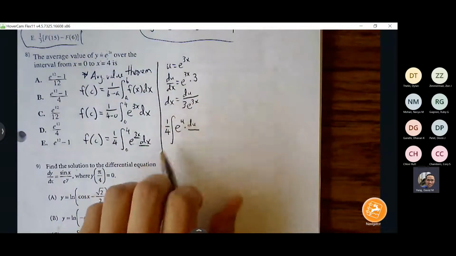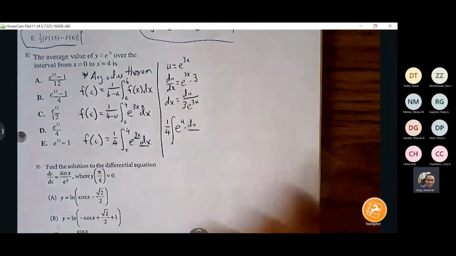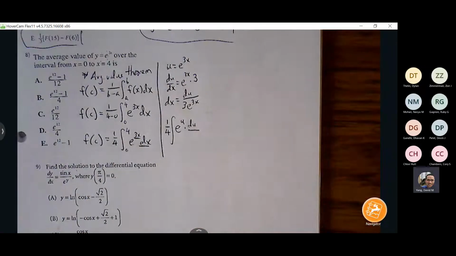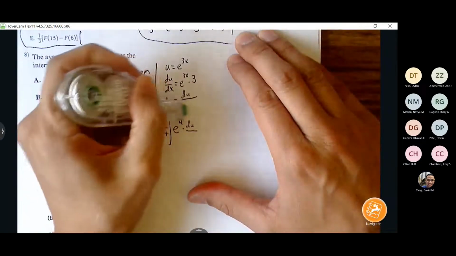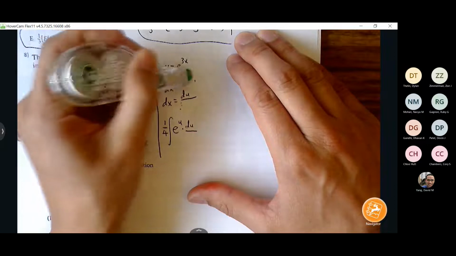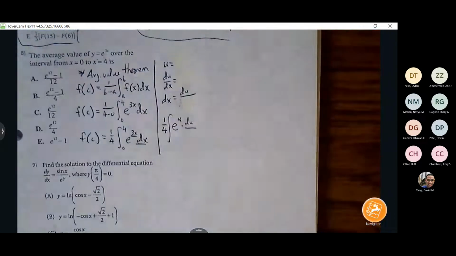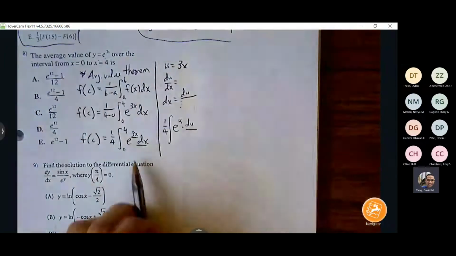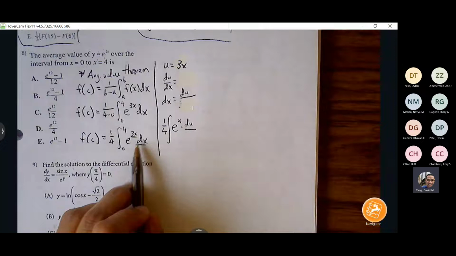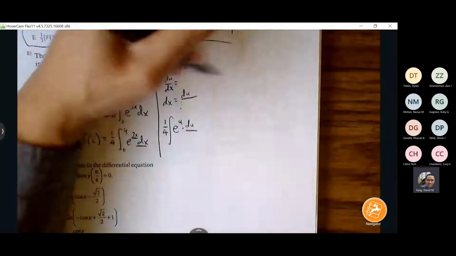Oh, my bad, my bad. I did too much here. My u value is not e to 3x. My u value is just 3x. Backtrack here. If I did e to 3x, that is too much, it'll give me a derivative where I don't have a matching pair to cancel out.